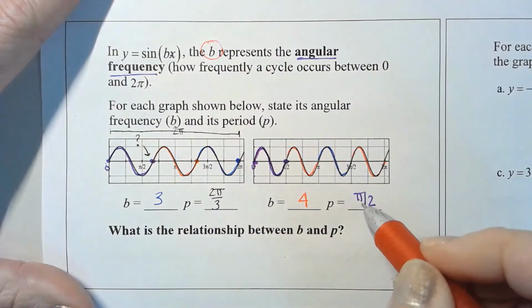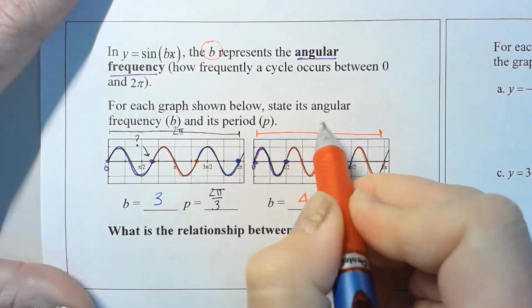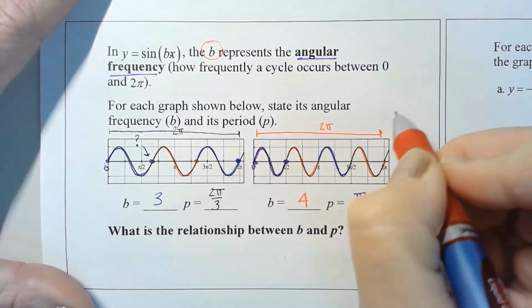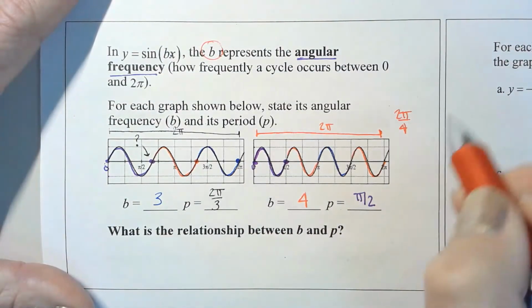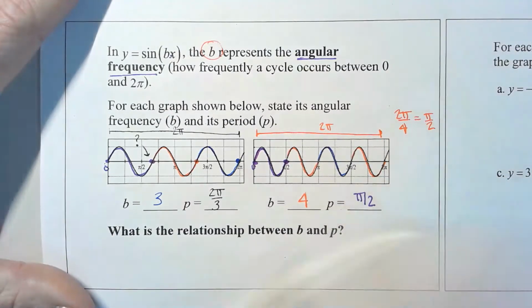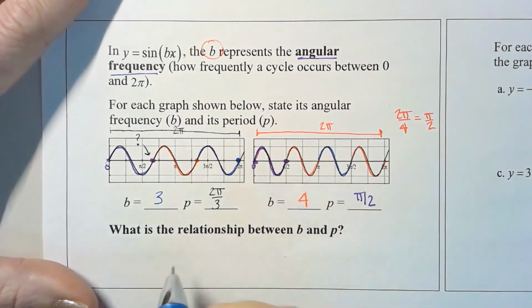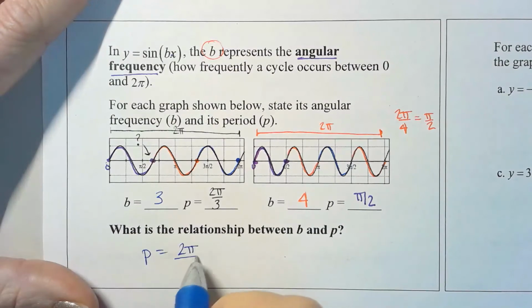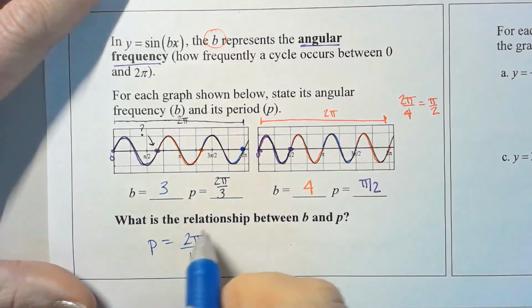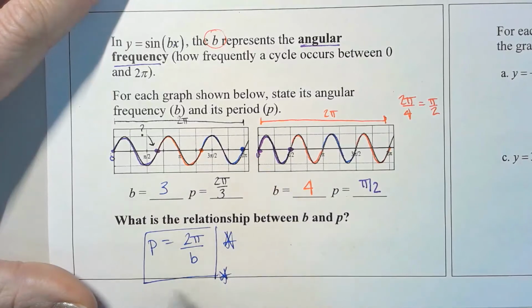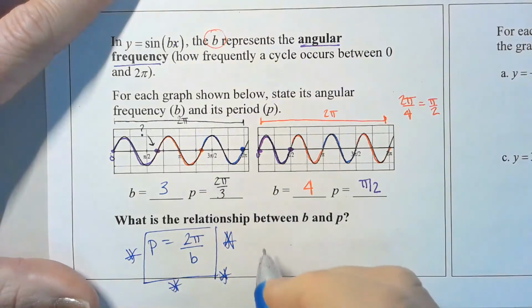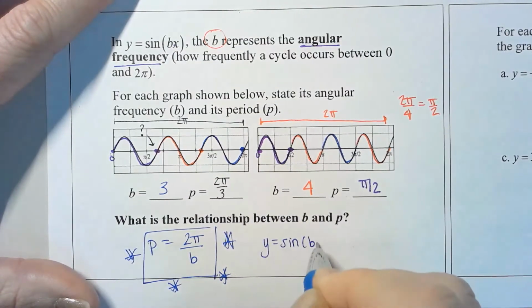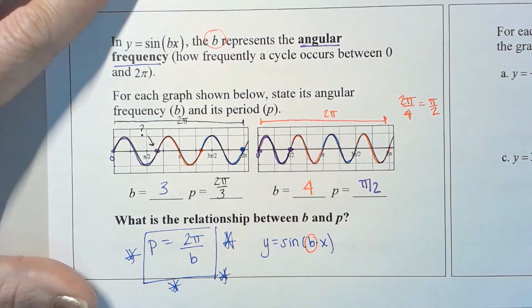By the way, we could have done that here, right? This whole length of the graph is 2 pi, and I cut it into 4 pieces. Well, 2 pi over 4 reduces to pi over 2. So that relationship that we're looking at between the angular frequency and the period is 2 pi divided by that angular frequency. This is a big deal. Let's put a bunch of stars around it or highlight it or whatever you need to do. So to find the period length, we need 2 pi divided by b, where b is the coefficient inside a sine or cosine curve.